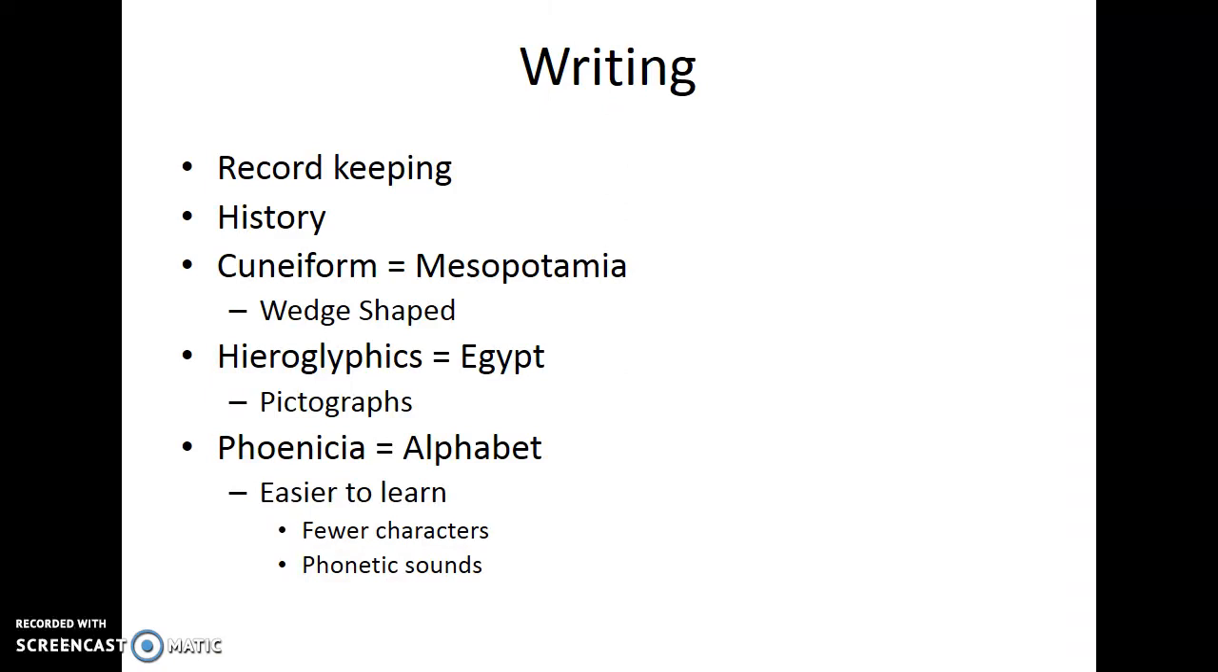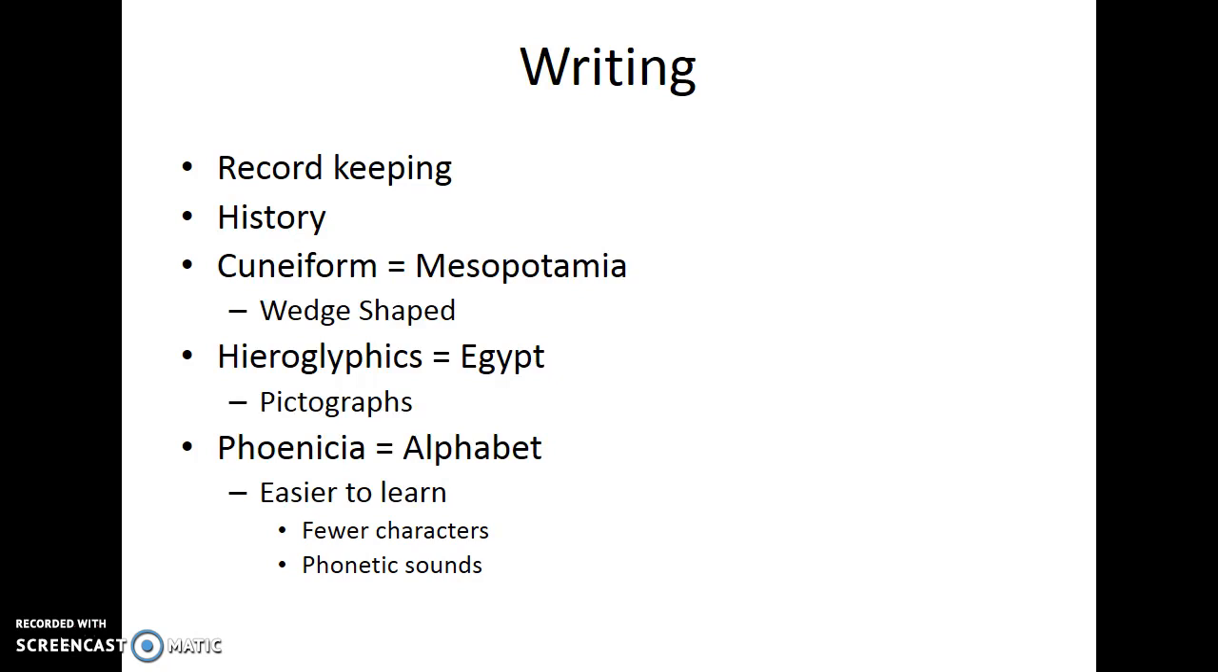Okay, writing developed in history because of the need to keep records. As people were trading, as people were giving one thing to a person in exchange for another thing, they needed to keep track of what they were giving and what they were receiving. So that need to keep records led to the development of writing.